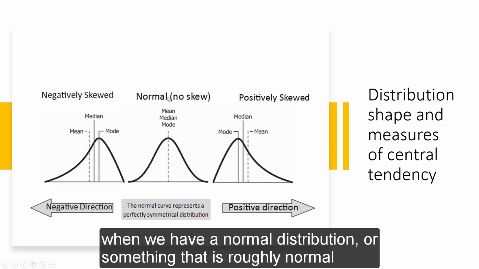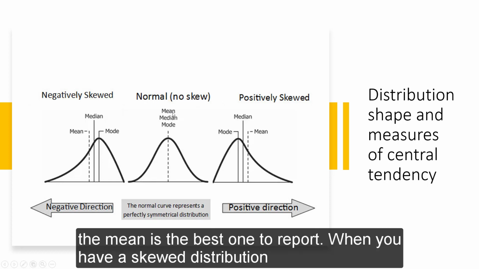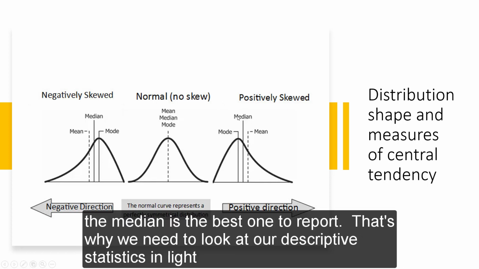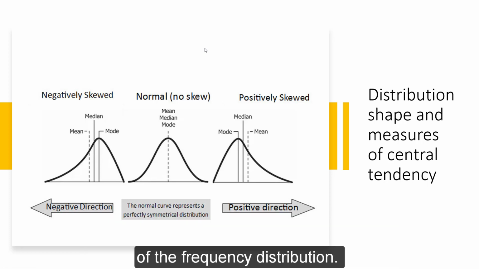When you have a normal distribution, or something that's roughly normal, the mean is the best one to report. When you have a skewed distribution, the median is the best to report. So that's why we need to look at our descriptive statistics in light of a frequency distribution.